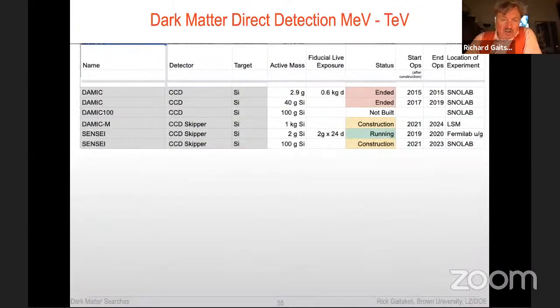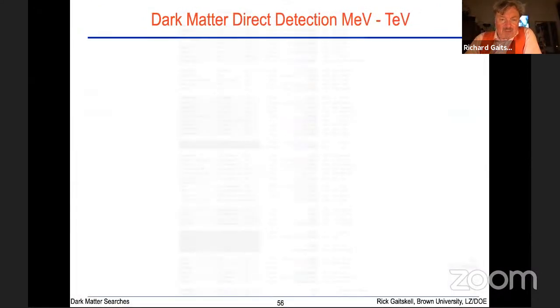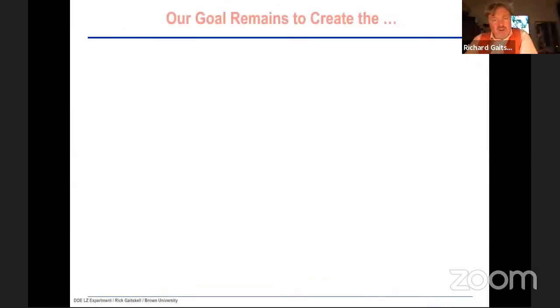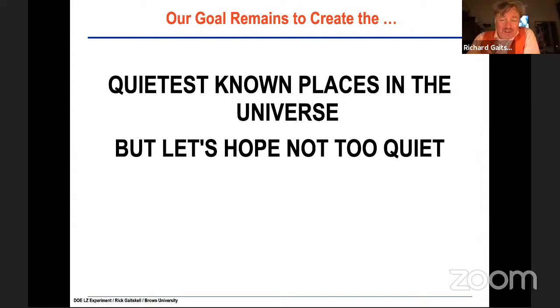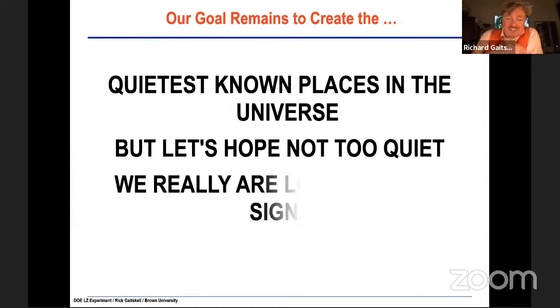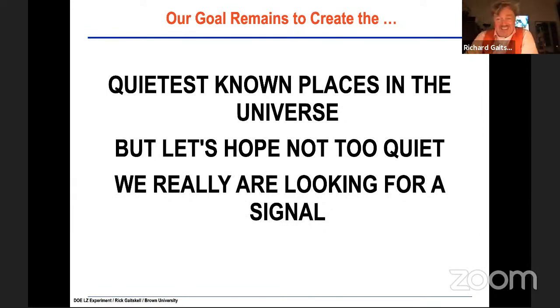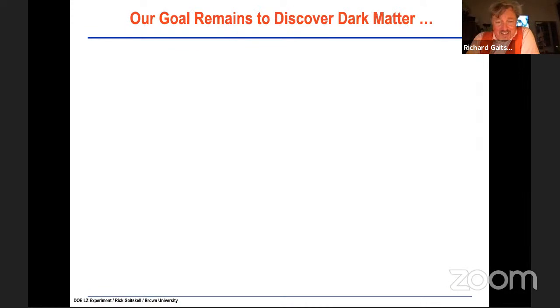So yeah, okay, I should really move to conclusion. As I say, we've spent 30 plus years trying to create these sort of quietest known places in the universe. Of course, we really hope at this stage they're not too quiet. We would like a signal to appear in these detectors, but we need to be convinced that it really is signal.